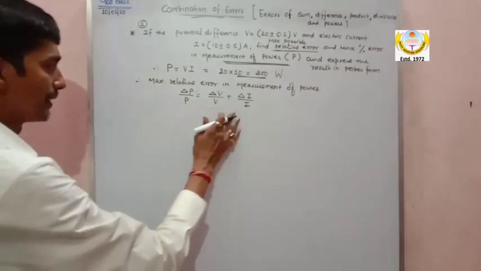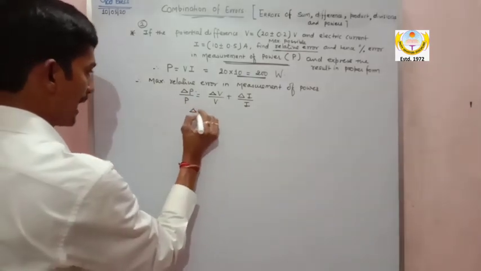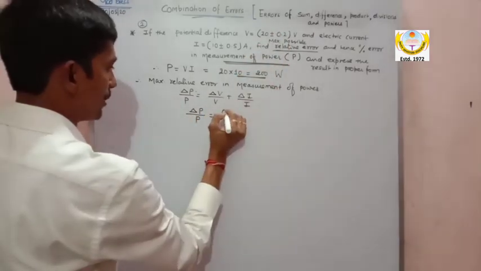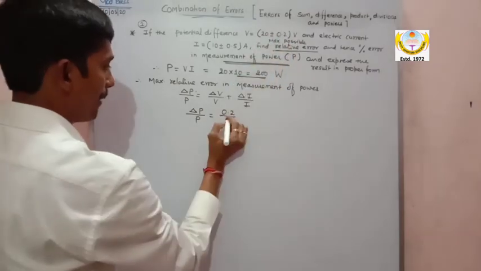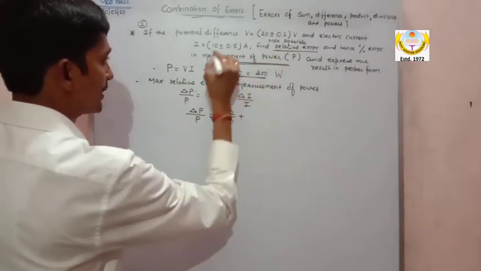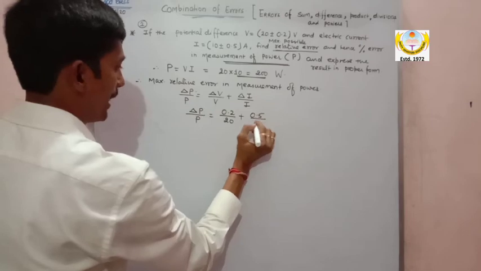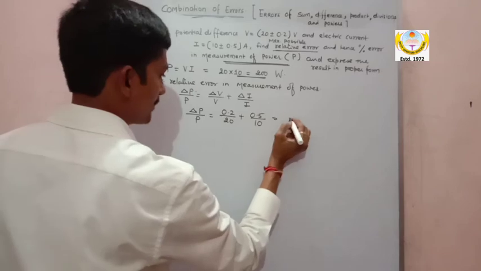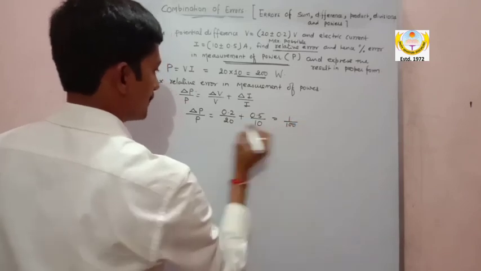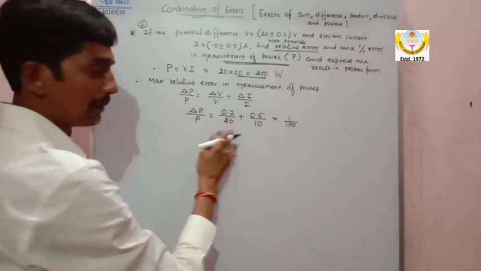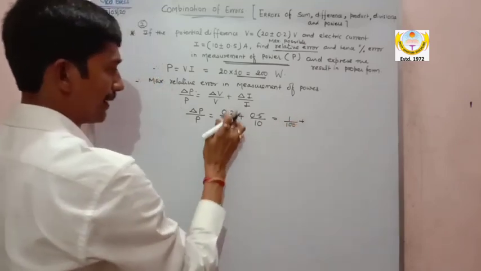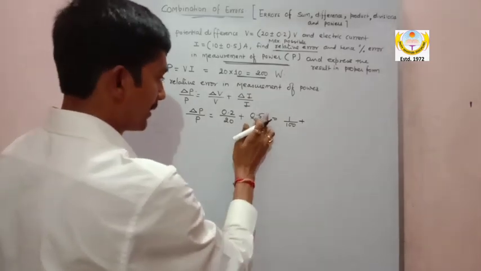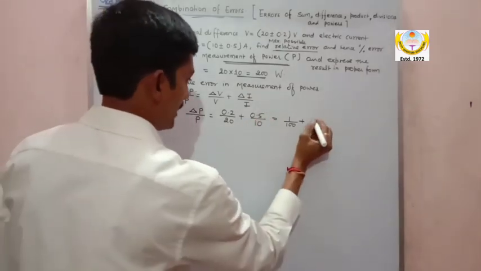So now here, my dear, this is delta P by P, that is the relative error in P, is equal to delta V, which is 0.2, divided by 20, plus this is 0.5 divided by 10. So the answer of this will be: 0.2 divided by 20 is 1 by 100. I hope it is clear. Plus this is 1 by 100, and 5 twos are, no doubt, 5 upon 100, that is 1 by 20.